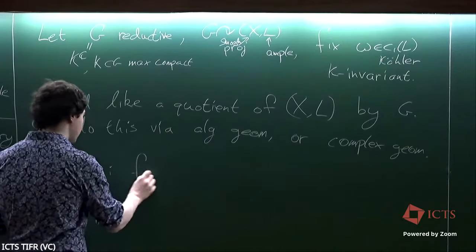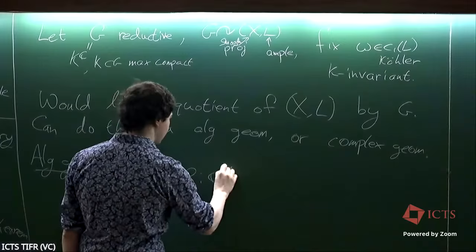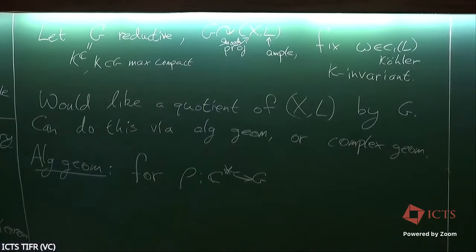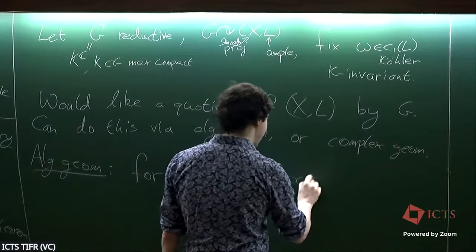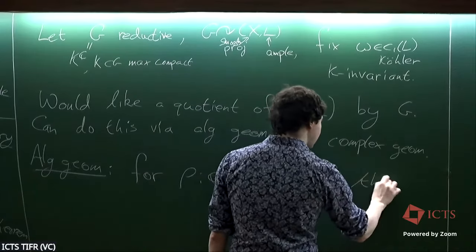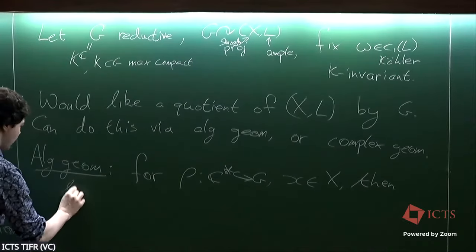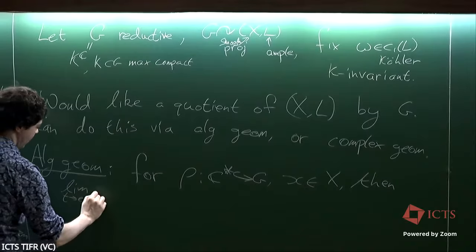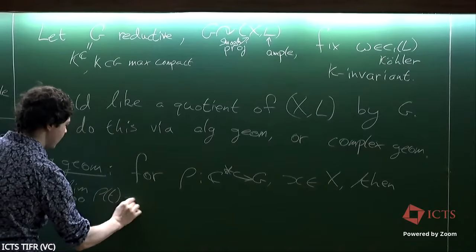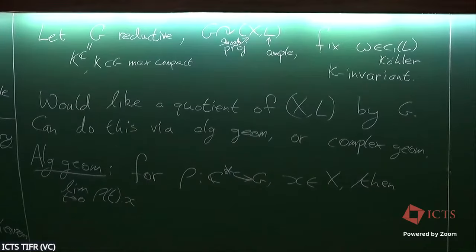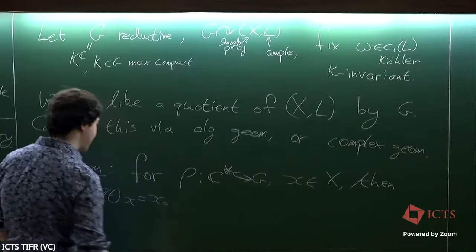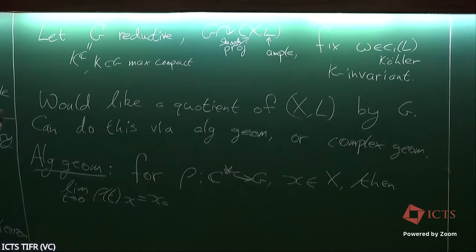So for rho, a C star sitting inside G, it's going to be a numerical criterion, much like slope stability. So we're going to associate a number to a point in X. So we take x in X. Then what happens, we can specialize x under the C star action. So the limit as t goes to 0 of rho(t) dot x. X, capital X, the variety is projective, hence proper, so this limit exists. This is some x0, which is a fixed point of the C star action.